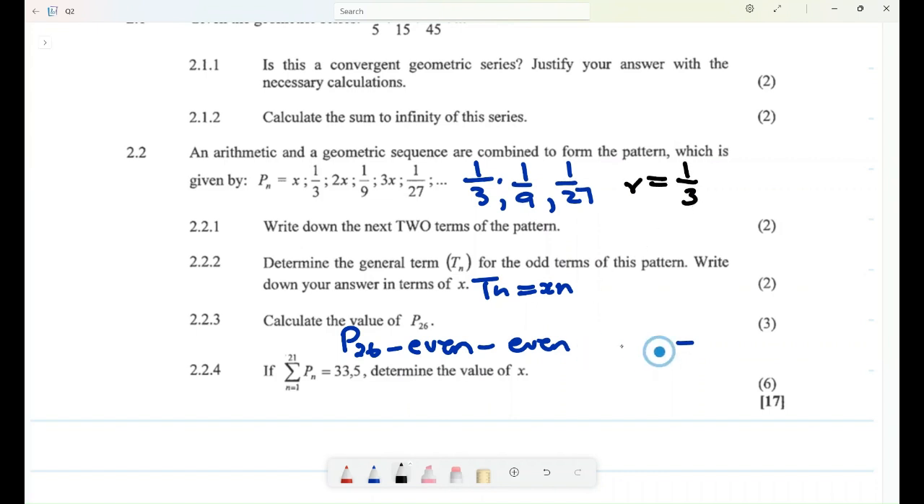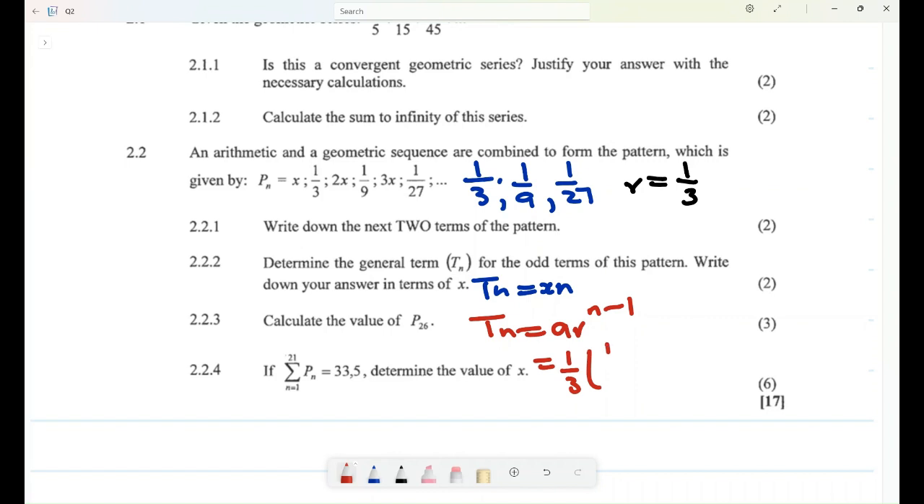So now let's find P26. How are we going to do that? Tn for that one is going to be ar to the power n minus 1, right? What is a? A is 1/3. What is r? R is also 1/3. What is n? N is what we are looking for. But now we want term number 26. So it's going to be 26 minus 1.